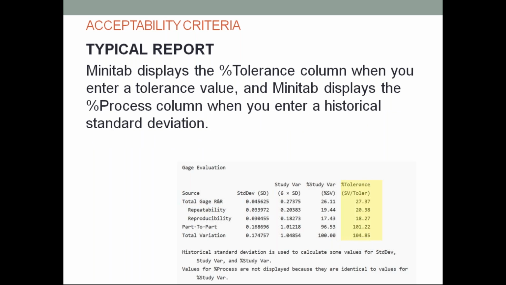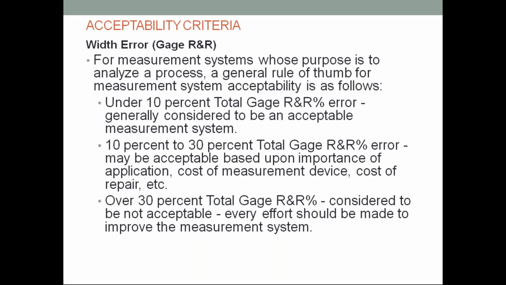Then you have the percent tolerance column, and that's where you find if you're going to use that gauge to tell parts that are good or bad, for example, a final inspection. You're not going to use it to make decisions on the process, just whether or not they're good or bad. Then you use the percent tolerance. The width error for measurement systems whose purpose is to analyze a process.